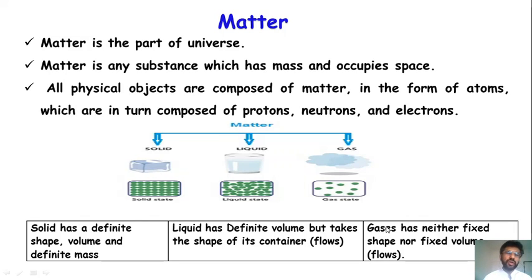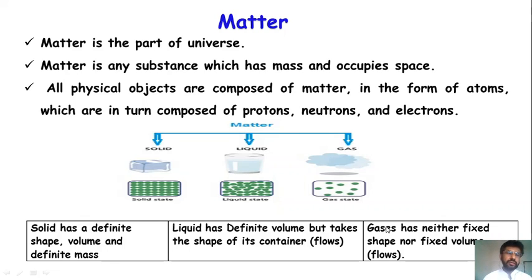Students, we know that a solid has a definite shape, volume, and mass, but a liquid has a definite volume and takes the shape of its container. In the case of gases, they have neither a fixed shape nor a fixed volume. Then why does a solid have a definite shape, definite volume, and definite mass?